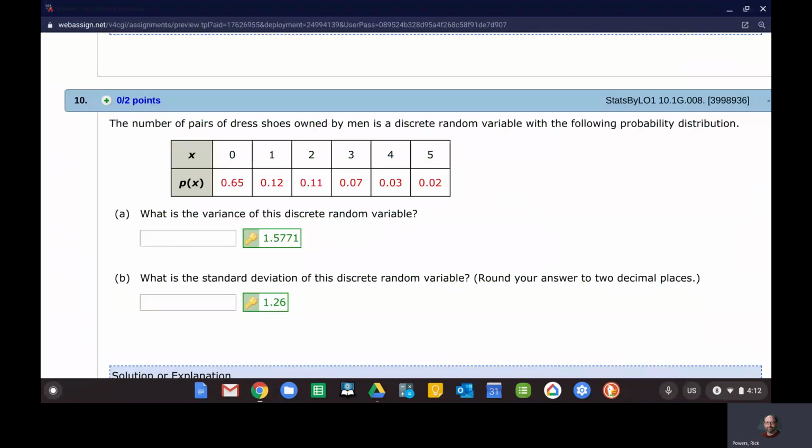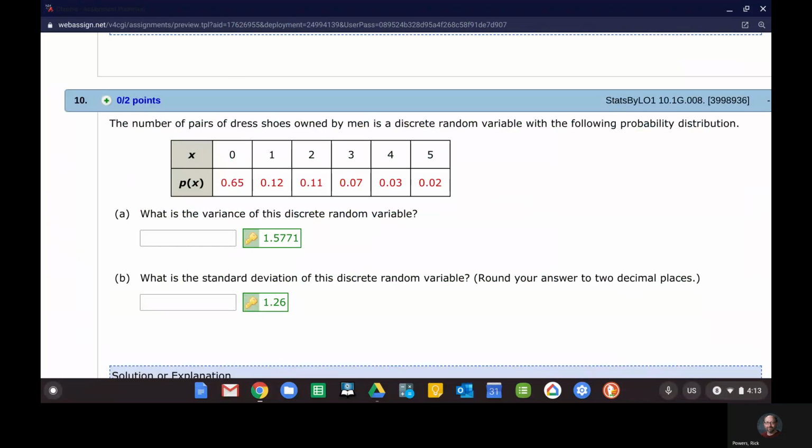Now, it's important to understand that the standard deviation is not as reasonable as what we've talked about with the empirical rule in the past. The meaning of the standard deviation doesn't make very much sense here because 0.77 is the mean, and the 1.26 is how far above and below the mean you would go. Well, you can't have negative dress shoes, okay? So the standard deviation is not very meaningful right here, but it is a number that can be useful, and this is how you find it, okay?